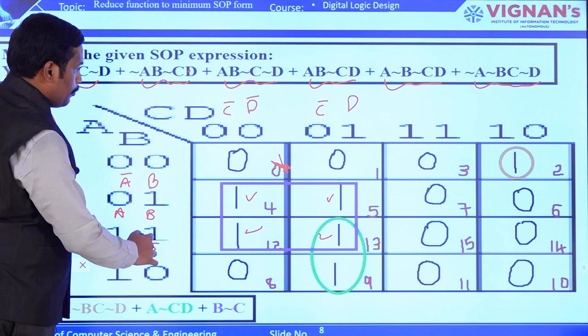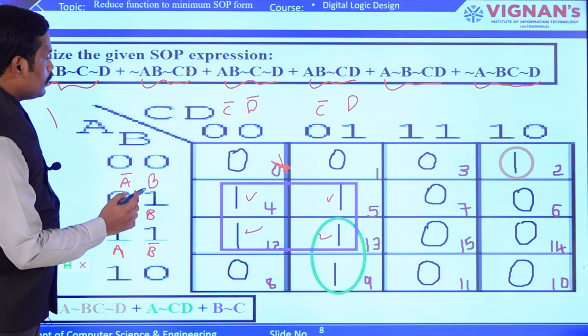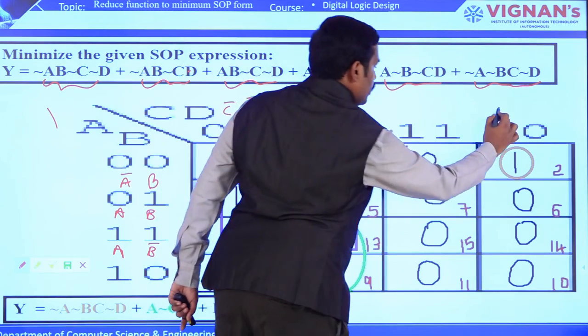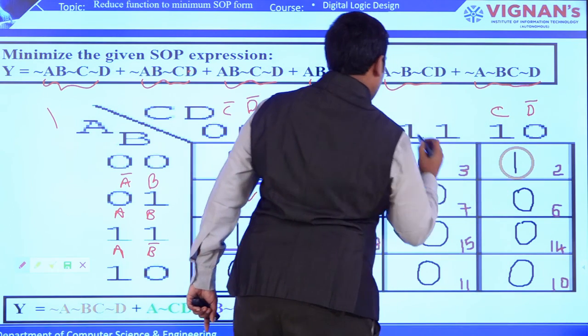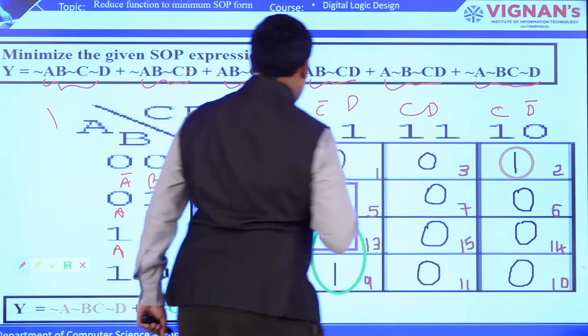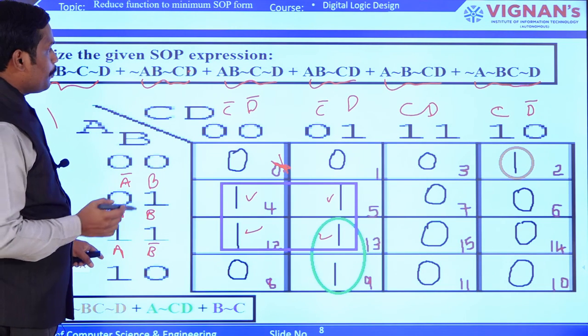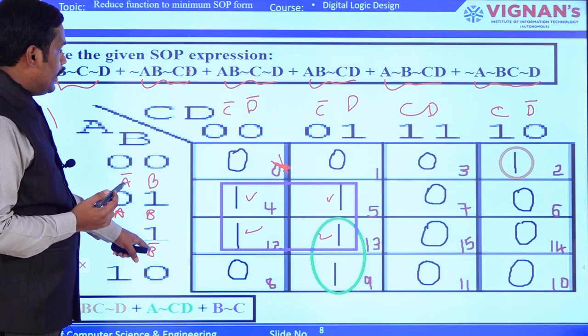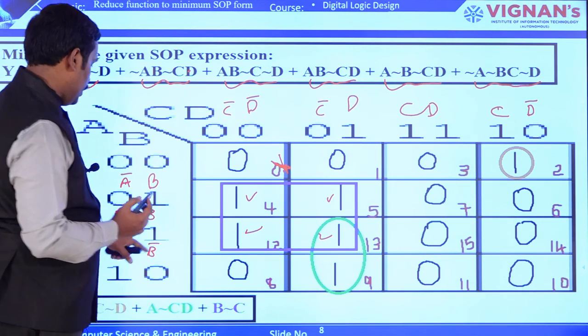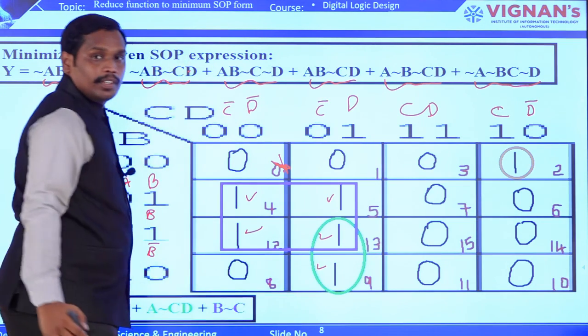So A B bar C bar D, C bar D, that is C. This you can write as C D bar, right? And this is C D, right? Now you can see that particular position A B bar, that is this one, and C bar D, here this one is marked here. Are you getting it?